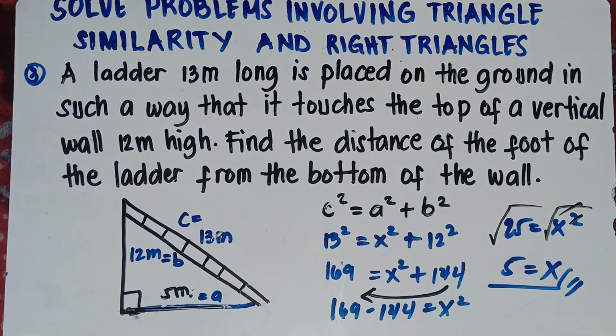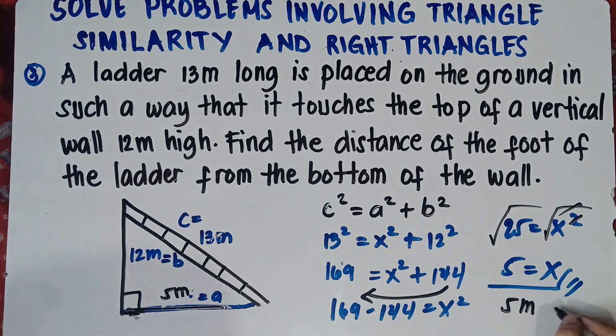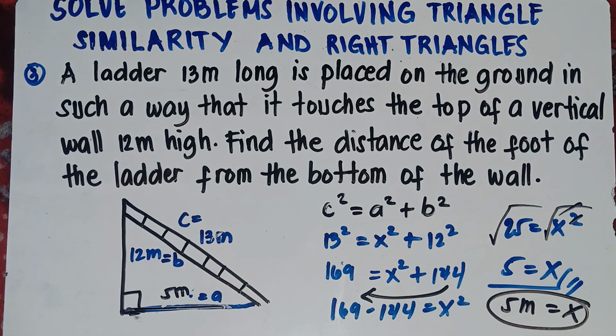Of course, do not forget the units, class. It should be 5 meters equals x. Do not forget the units, class. Always remember the units, class. So the distance, that is 5 meters. That's it, class, for number 3.